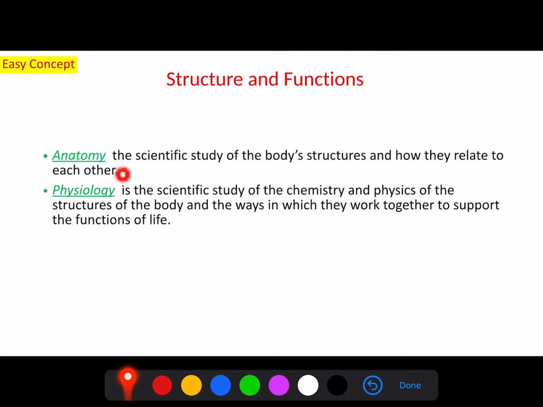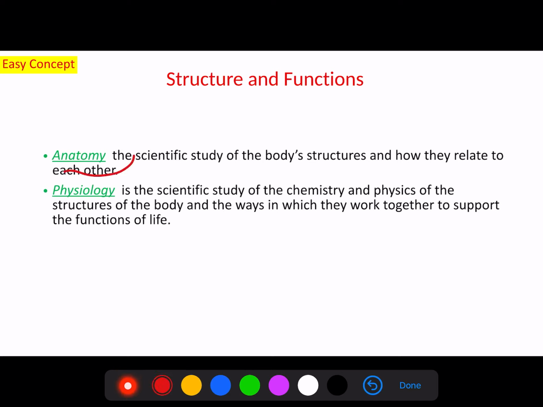We have the anatomy. Anatomy is the scientific study of body structures and how they relate to each other. And then we have physiology, is the study of the chemistry and physics of structures of the body and how these structures are working together to support the functions of life.